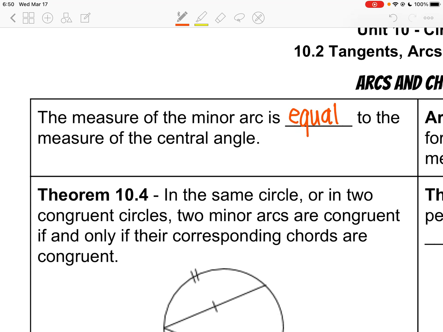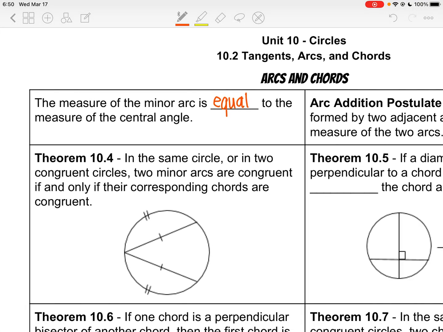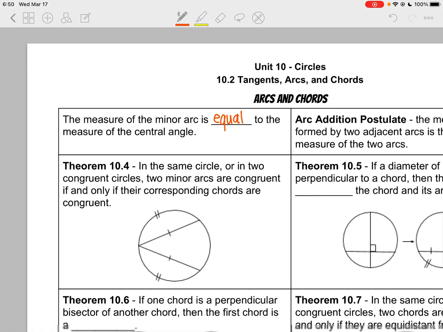So if you think about going around that center point of the circle, you're going to have 360 degrees on the inside of the circle. That whole circle is made up of 360 degrees as well. So the total sum of all arcs that create a circle should be 360 as well, and therefore the central angle is equal to the minor arc.